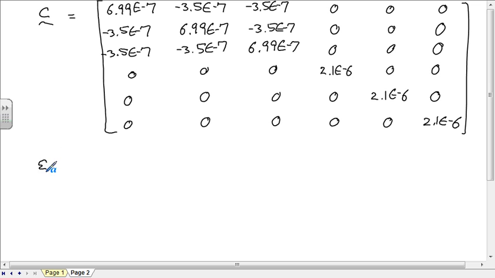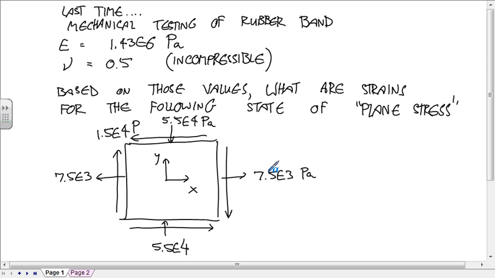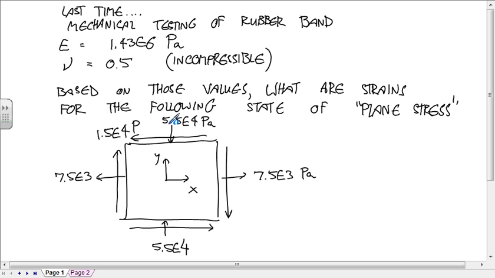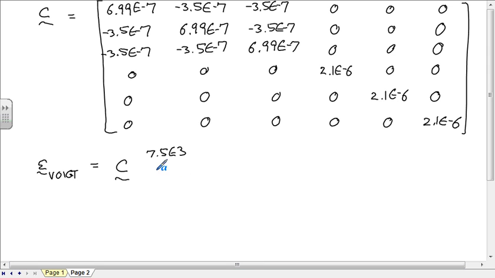And to come up with the strain now, the Voigt strain is equal to that C matrix times the stress tensor, or not the stress tensor, sorry, the Voigt form of the stress. So we have an X stress of positive 7.5 E3. The YY stress, this is compression, so this should be negative 5.55 E4.